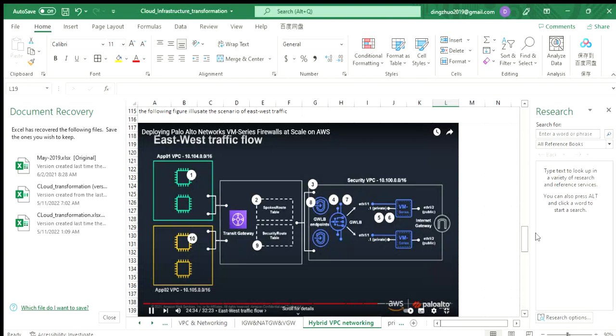And then we're going to return traffic to the gateway load balancer. The gateway load balancer is also going to forward traffic to the gateway load balancer endpoint. And the endpoint, we're going to forward to the transit gateway. The transit gateway is going to look at the traffic and then forward to VPC B. So this is a very typical design for the security VPC for the west-east scenarios.